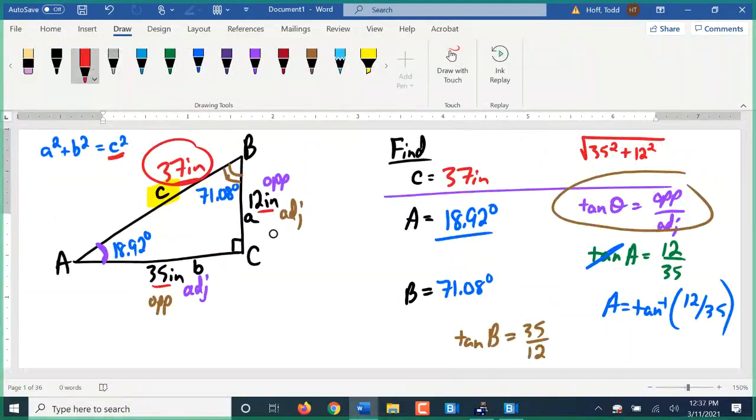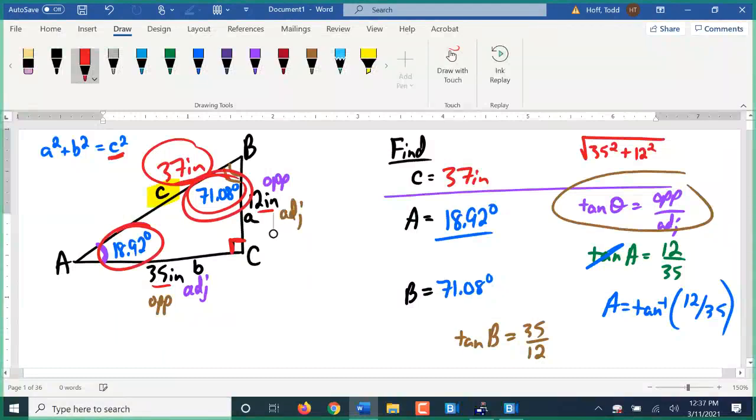How we can double check these, since this is a 90-degree angle here, the right angle, the other two have to add up to 90 to give us that total of 180 degrees, and these two do add up to 90 degrees.